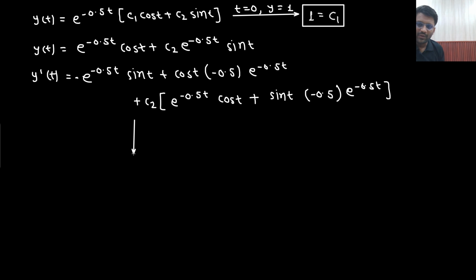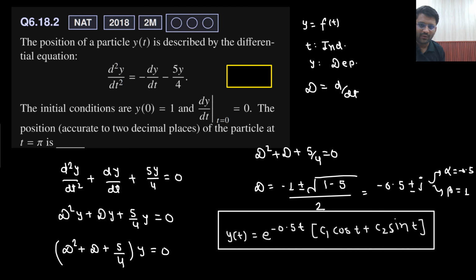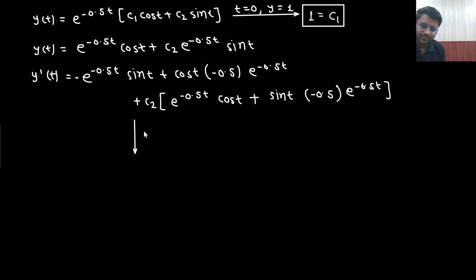What you need to do here is put t equals to 0, and the value of y dash will come out to be 0. If you put t equals to 0, the value of y dash will come out to be 0. So 0 equals, put t equals to 0 here, this will be gone, and it will come out to be minus 0.5 plus c2.